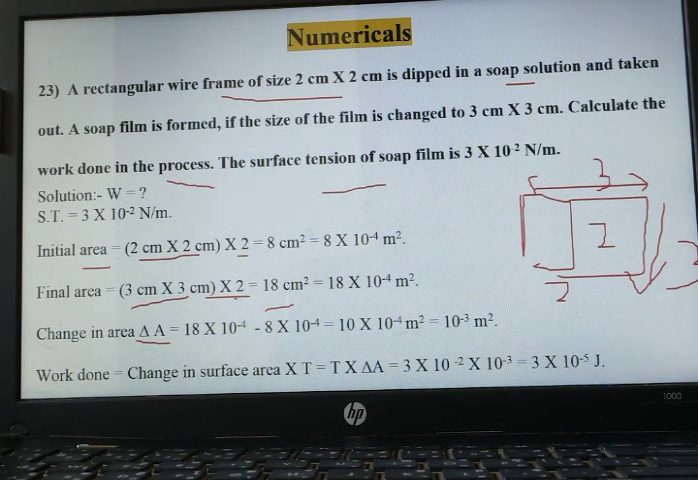Change in area means final area minus initial area. So it is 18 into 10 raised to minus 4 minus 8 into 10 raised to minus 4. After subtracting, we will be getting 10 into 10 raised to minus 4, so we will be getting 10 raised to minus 3. So work done is surface tension into change in surface area. So it will be 3 into 10 raised to minus 2 into 10 raised to minus 3. Both will get added up. So we will be getting 3 into 10 raised to minus 5 joule. So this is your answer.